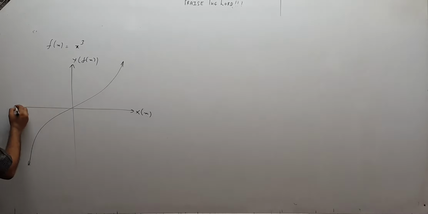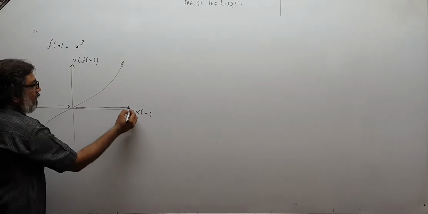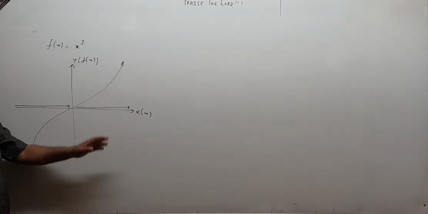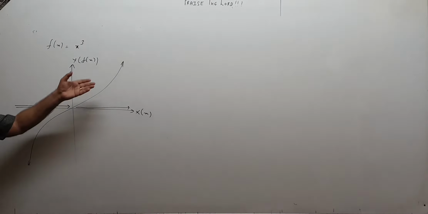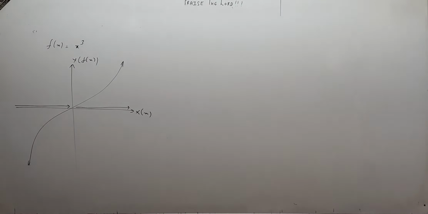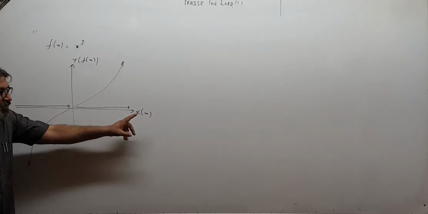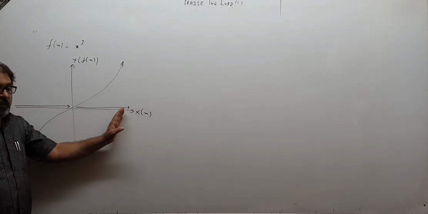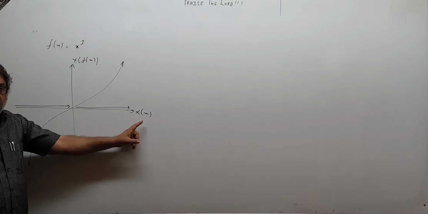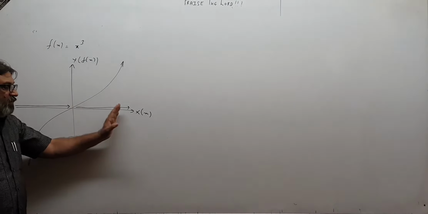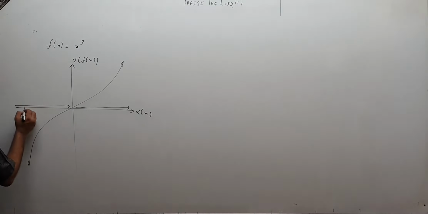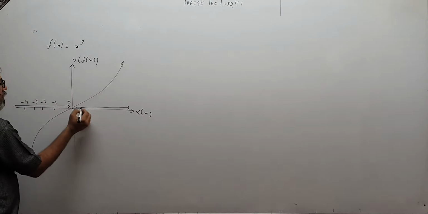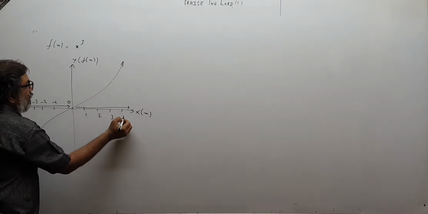When I go from left to right, the graph is rising up. The value is increasing always. X will be on the x-axis. If I move from left to right, the value of x is increasing. See, here there will be -4, -3, -2, -1, 0, 1, 2, 3, 4.